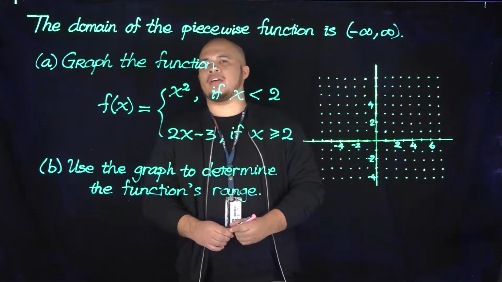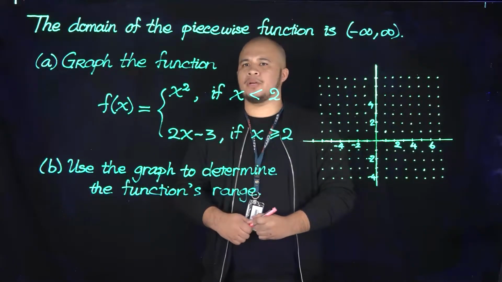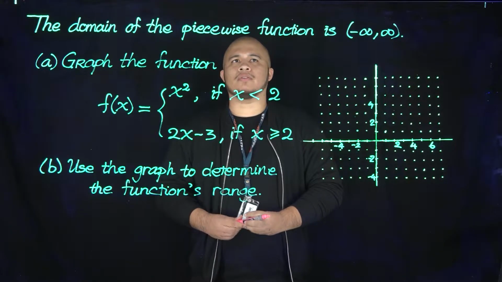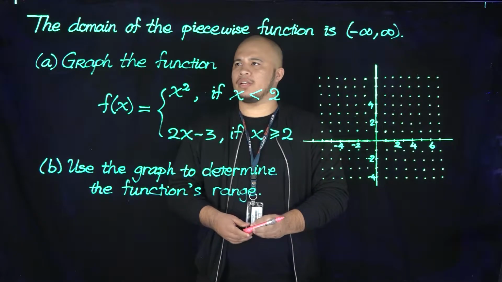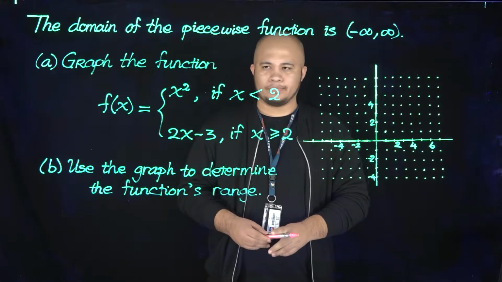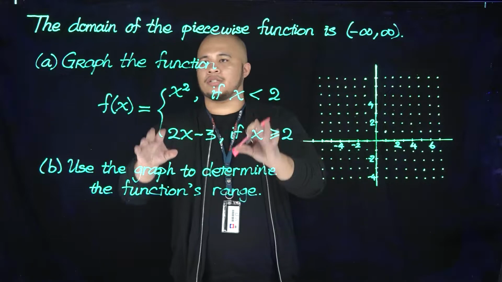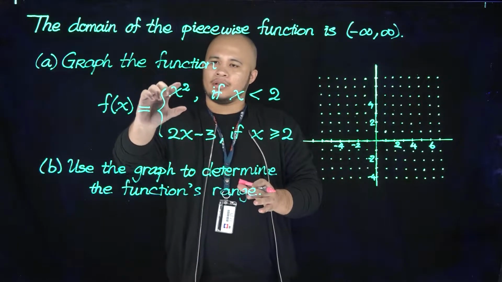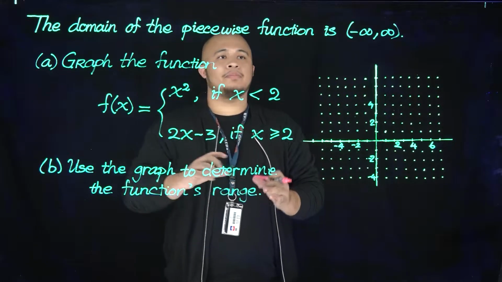So here we have a piecewise function. The information we're given so far is that the domain of the piecewise function is negative infinity to infinity. And the first thing we're going to do is graph the piecewise function. For a piecewise function, we're graphing these sets of functions in pieces.